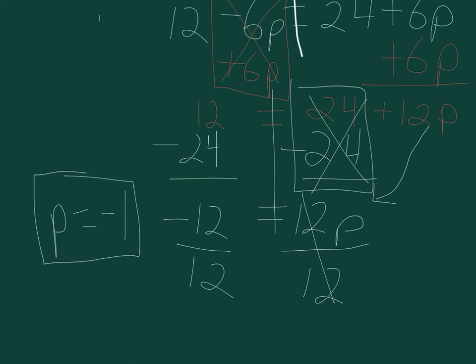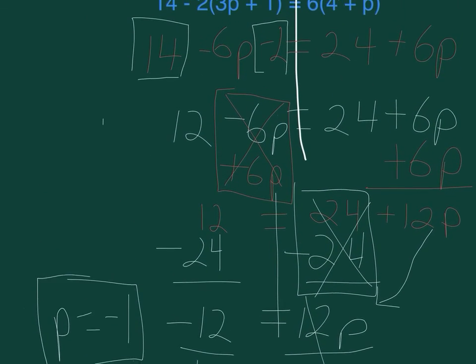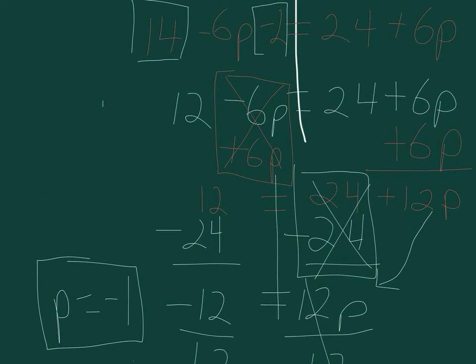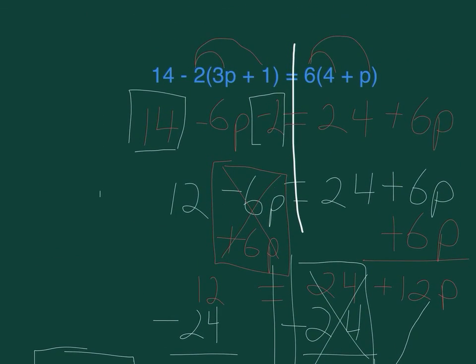And of course, you can always plug your answer back into the equation. So we know it's negative 1. We can plug that in for p. And if we've got the right answer, you should balance it out by having the same number on both sides.